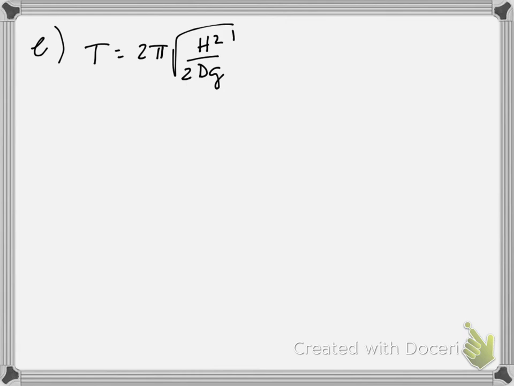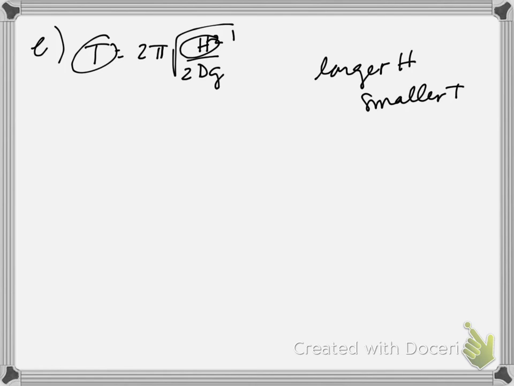Well, what was my answer to part D? I said larger h, smaller T, right? Now, does this work here? Well, if I have a larger h, that means I have a larger T, so that does not reflect what I said before, okay? So I get 1 point for indicating the functional dependence of T and h.